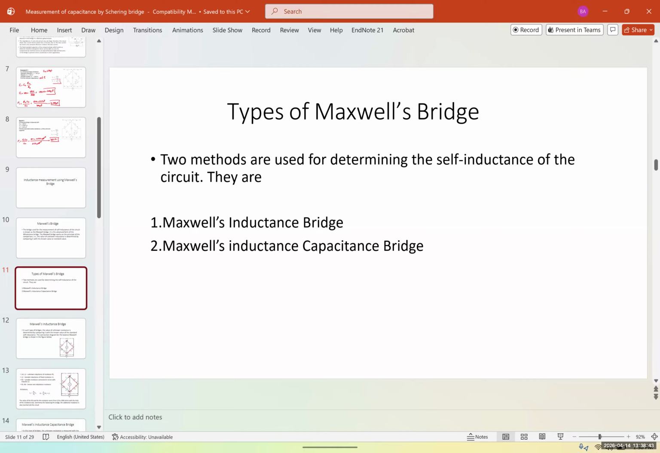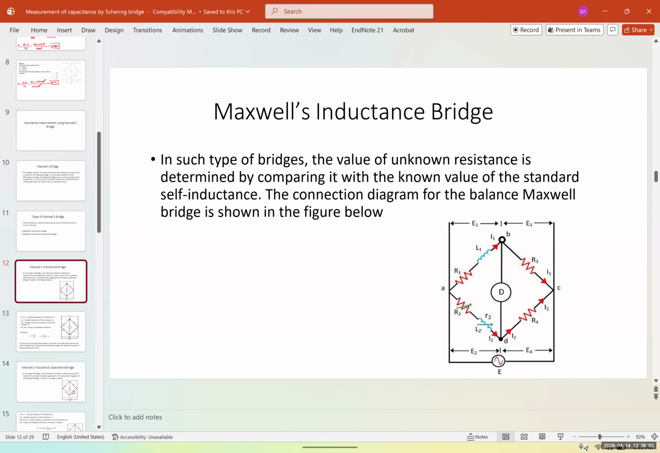By the way, in the exam, you're going to have at least 3 or 4 questions on these. And questions may be like, what type of bridge is used for measuring inductance? Shearing, Maxwell, Wheatstone. So you're going to have theory questions also, solving numerical questions as well.